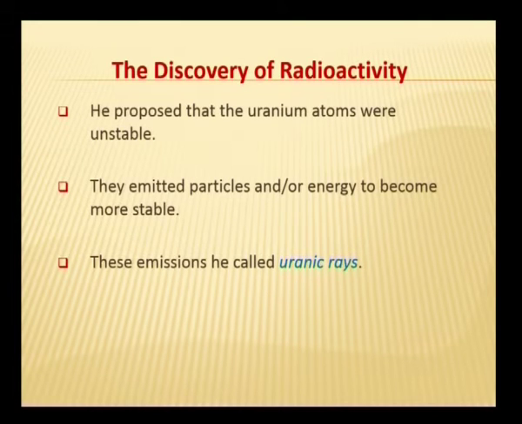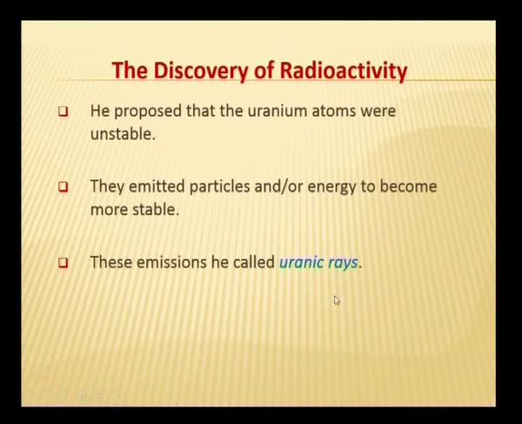So, radioactivity is a phenomenon due to the changes which are taking place inside the nucleus, not outside. We have been discussing electrons which are outside the nucleus, but radioactivity, both natural and artificial, is mainly a nuclear process. He proposed that the uranium atoms were unstable. They emitted particles or energy to become more stable. Until they become stable, they keep on emitting the particles as well as energy, meaning the gamma radiation.